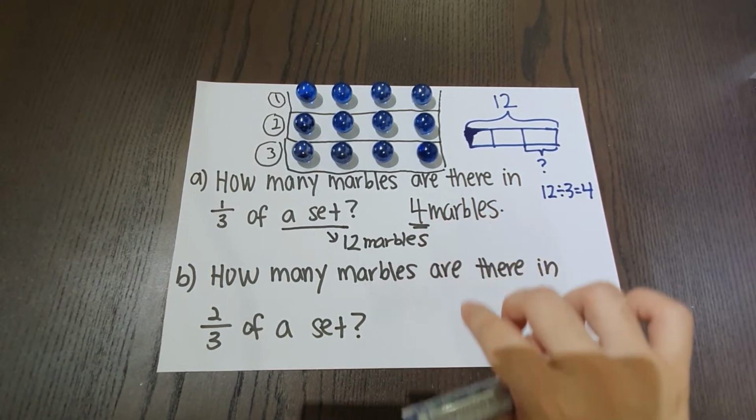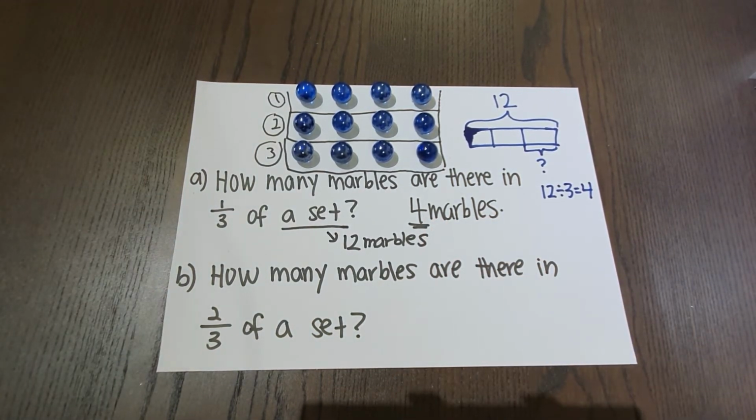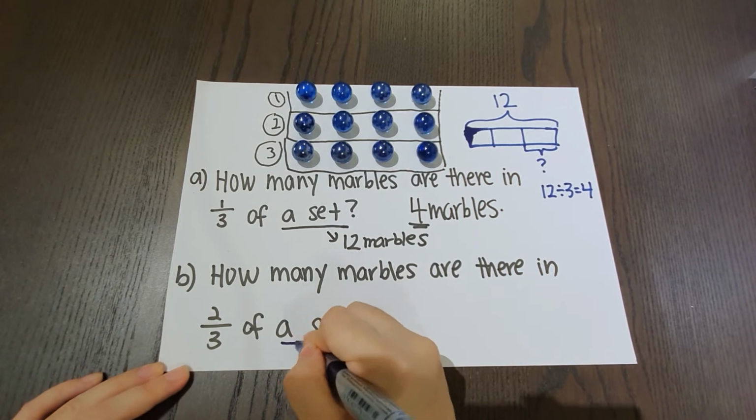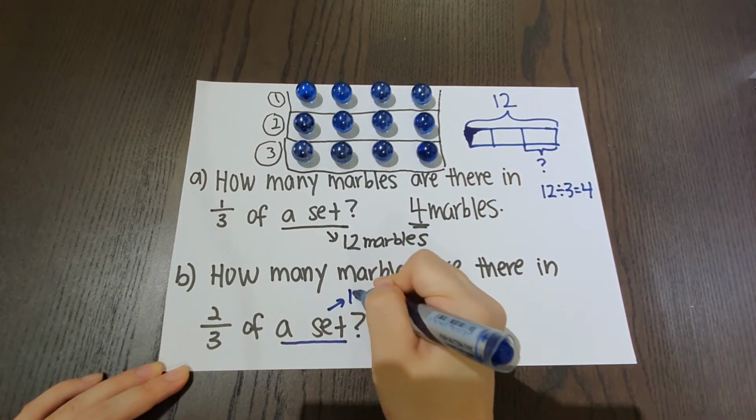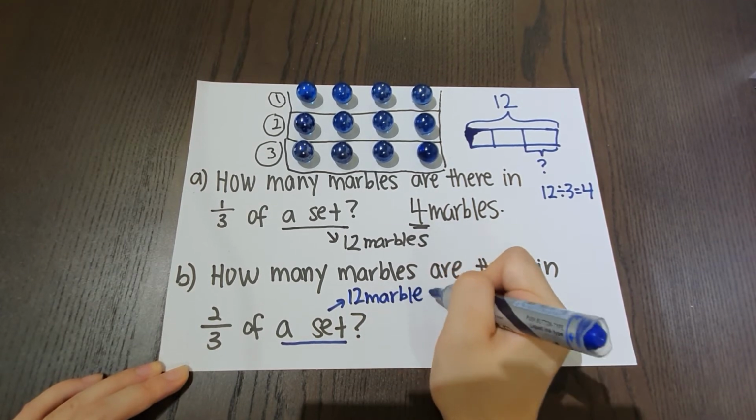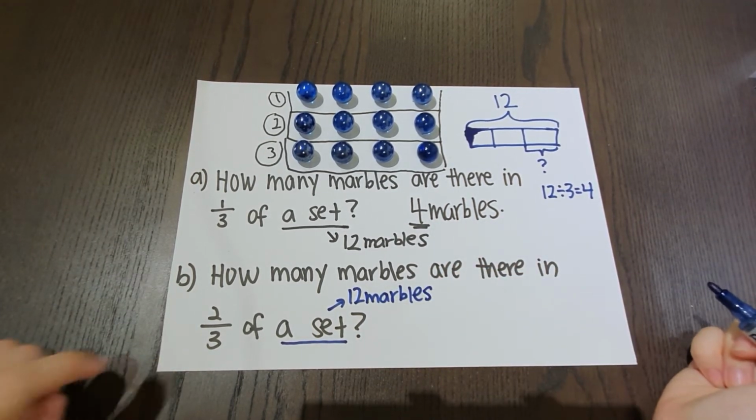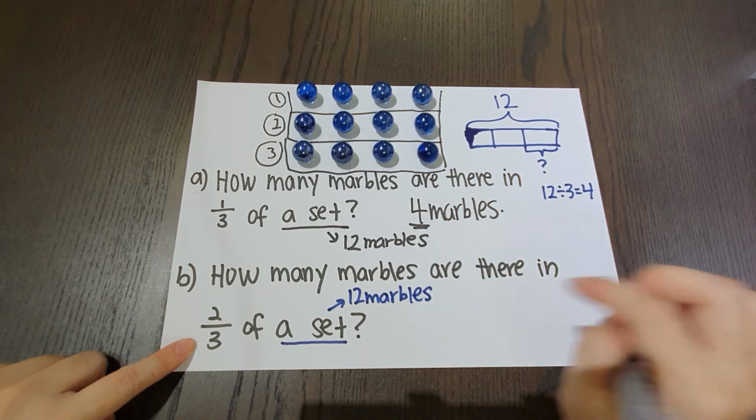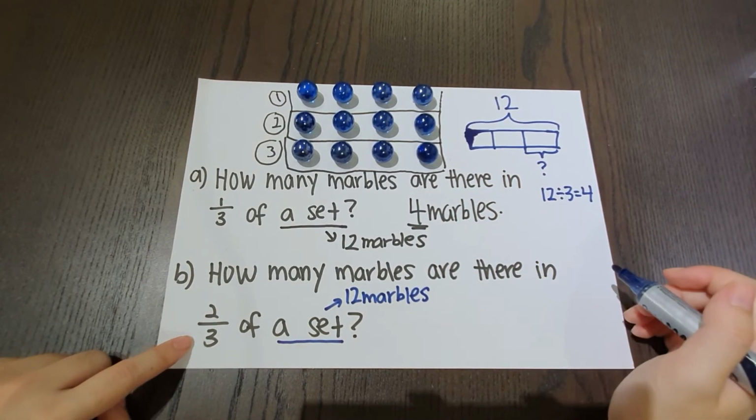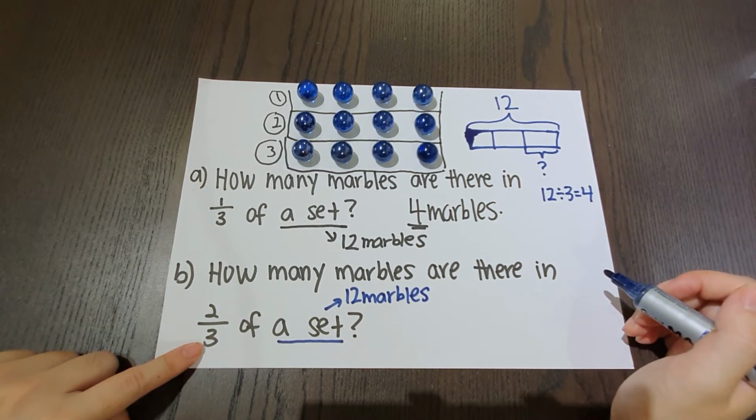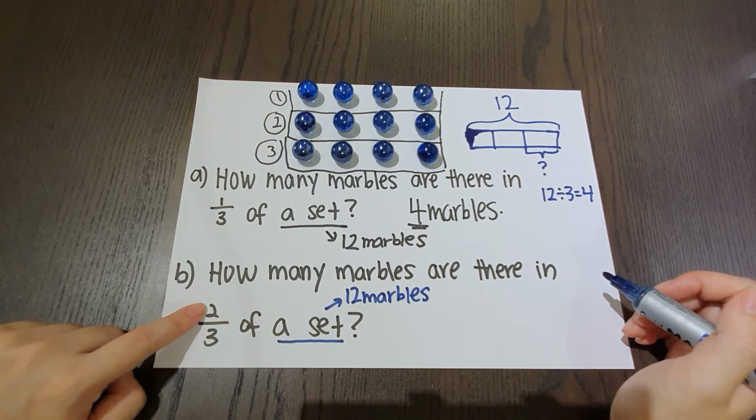So let's move on to part B. How many marbles are there in 2/3 of a set? Now, I know that my set here refers to my 12 marbles. And what does 2/3 mean? 2/3 means I'm going to divide my 12 marbles into groups of 3, and I want to find out how many marbles are there in 2 groups.